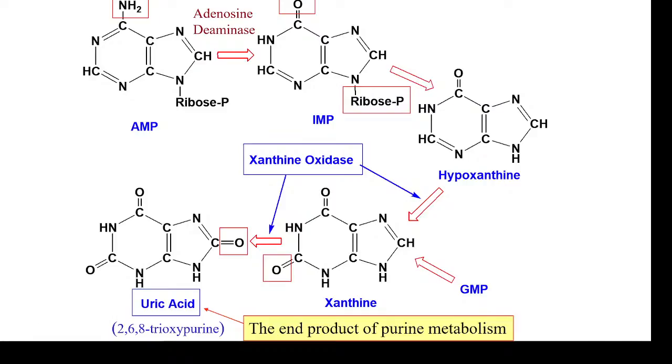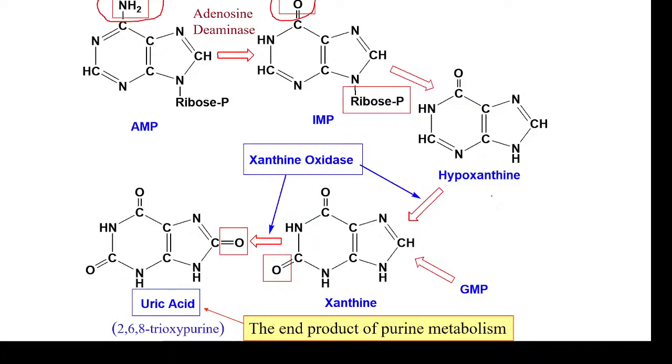Okay. So the degradation of purine begins from conversion of AMP to IMP. So here the amine group of adenine is replaced with oxygen. So here this is a deamination reaction. So this reaction is catalyzed by adenosine deaminase. Adenosine deaminase.